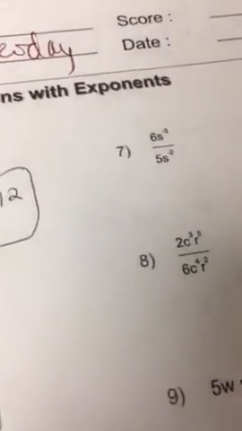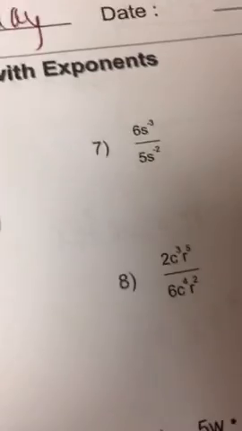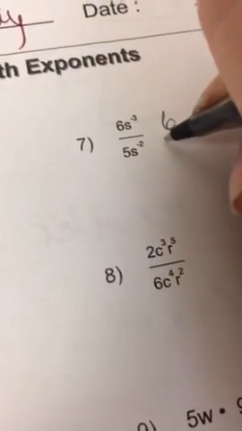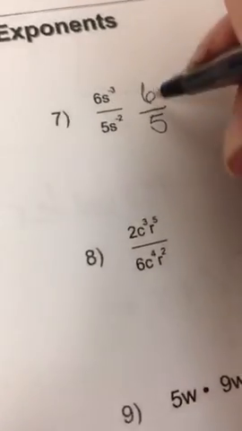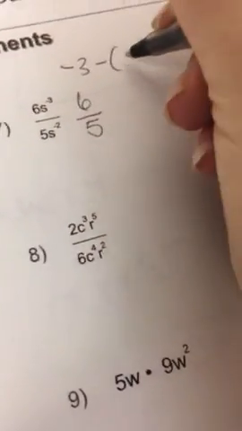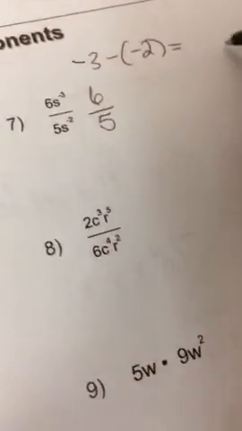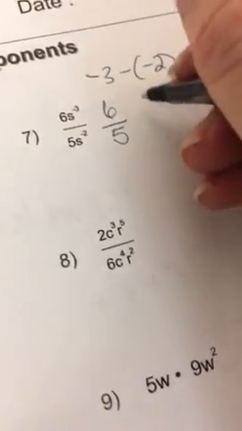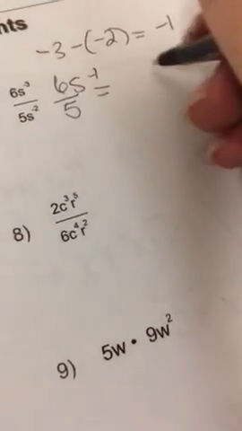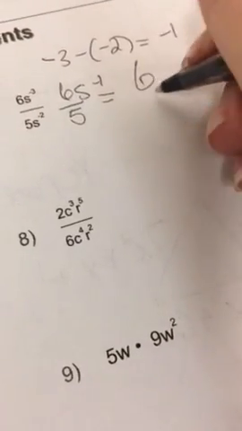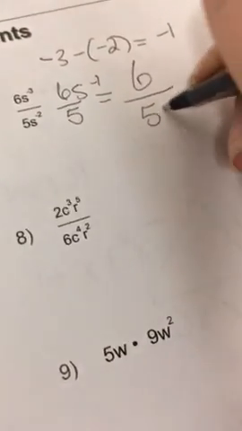Okay, moving on to number 7. 6 divided by 5, I'm just going to keep that as 6/5. Now, we have to be careful here. If it's negative 3 minus a negative 2, that equals negative 1. So I get s to the negative 1, except I don't like that because it's negative, so I'm going to move it. I get 6 over 5s.